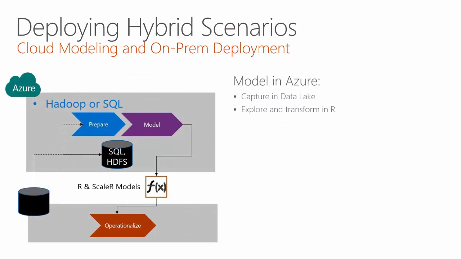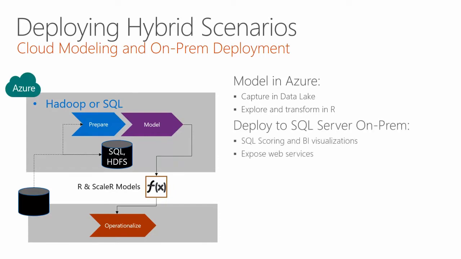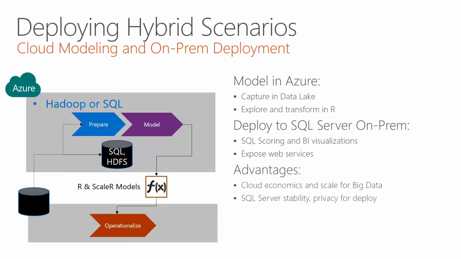With the cloud modeling and on-prem deployment, you could capture data in Data Lake and explore and transform in R. You can then deploy to SQL Server on-prem. This can involve SQL scoring and BI visualizations and exposing as web services. The advantages of this scenario include cloud economics and scale for big data, and SQL Server stability and privacy for deployment. Examples could include manufacturing optimization, point of sale, or anomaly fraud detection.